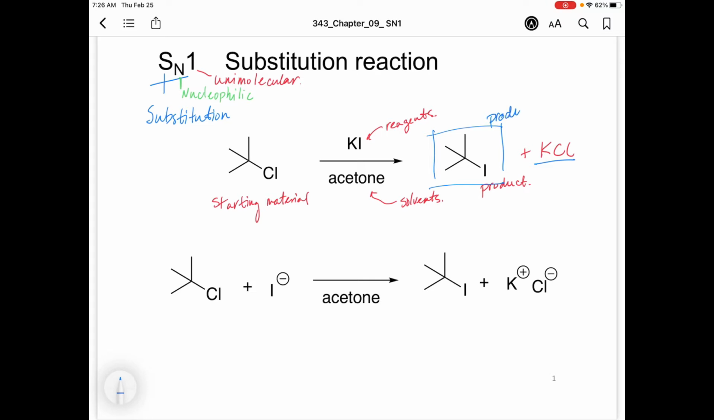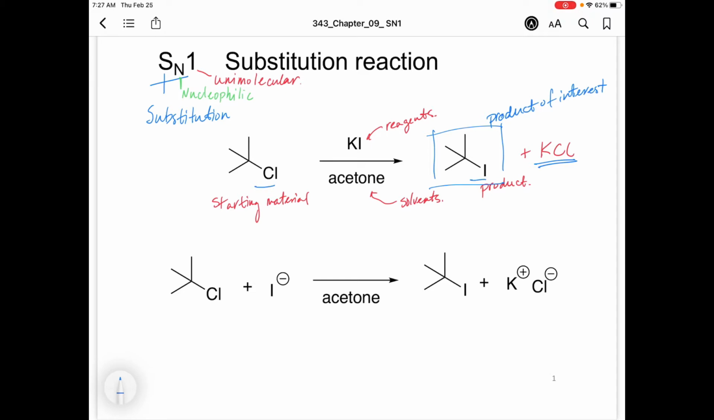So many times you won't see this byproduct of the salt. And on an exam, what I have in the blue box is what you would be asked to draw in, okay? So in organic chemistry, we typically want to look at that carbon-based molecule we're trying to make. We're trying to go from this alkyl chloride to an alkyl iodide.